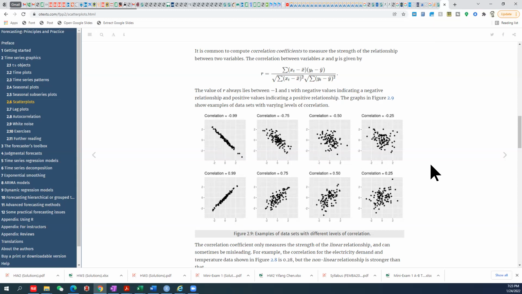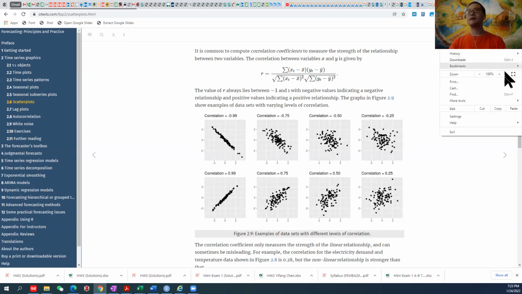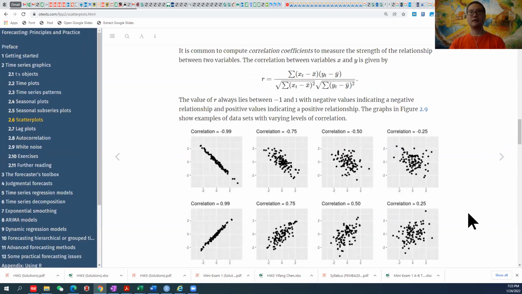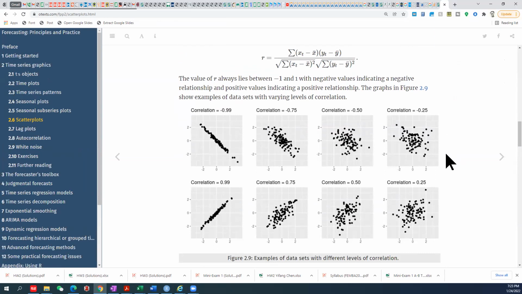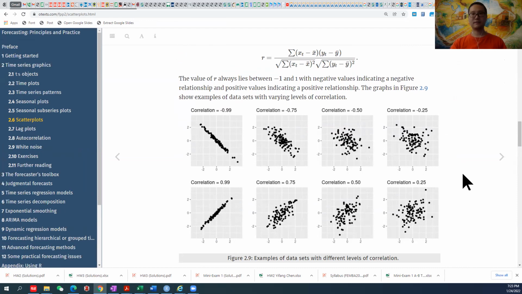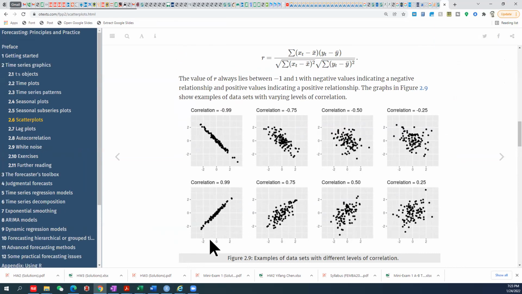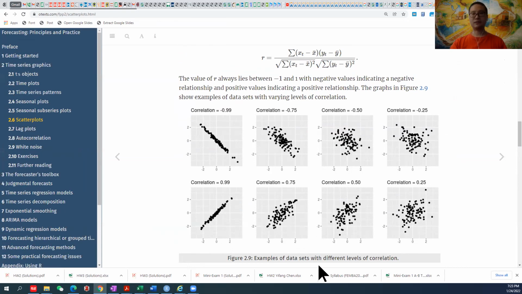And as you can see what it means by negative and positive relationship. On the first row, let me enlarge my screen. On the first row, all four plots suggest a negative relationship. Basically, it has a downward trend. And on the second row, all four plots suggest a positive linear relationship. As you can see, it has an upward trend.